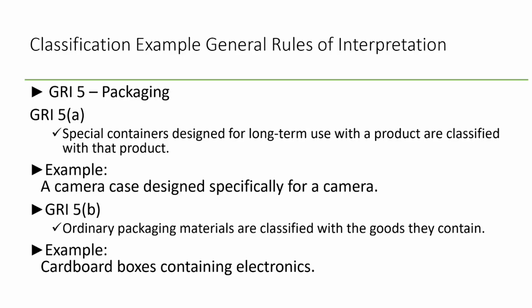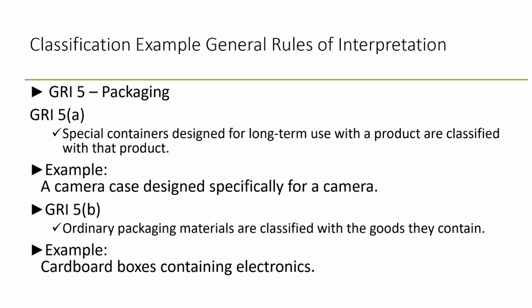So GRI 5 is packaging, so special containers designed for long-term use with a product are classified with that product. For example, a camera case designed for a camera, a violin case designed for a violin, and so forth, right? Even though it's called packaging, it's more a case. It's more product-specific cases as opposed to packaging, right?